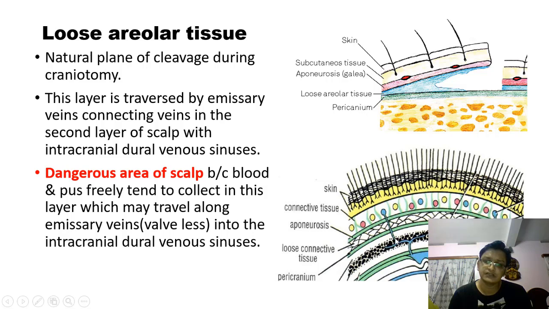You can see my cursor going; the emissary vein is connecting the veins in the second layer, that is the connective tissue, and they start from the dural venous sinuses, so the intracranial and extracranial connection goes through this. For that reason this area is called the dangerous area of the scalp, because any blood and pus freely tends to collect in this layer, which may travel along the emissary vein, that is valveless vein, into the intracranial dural venous sinuses.